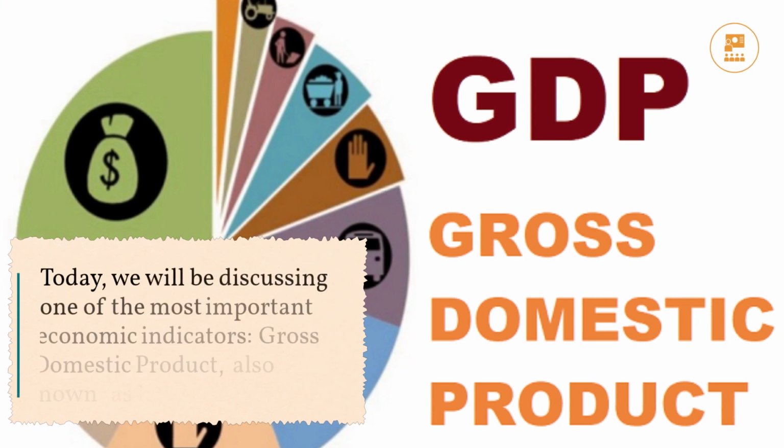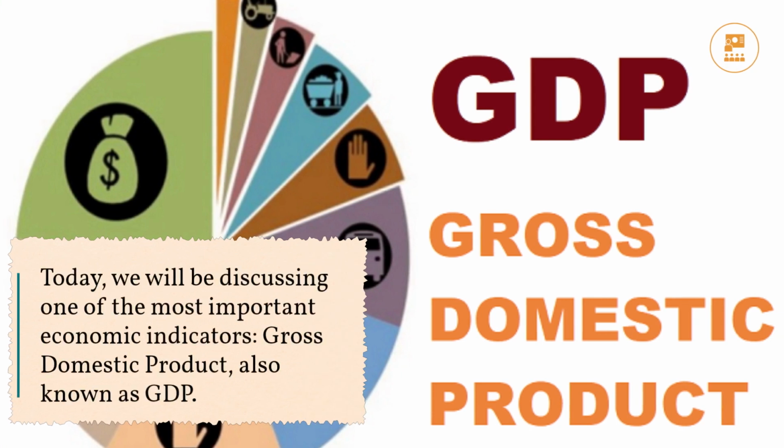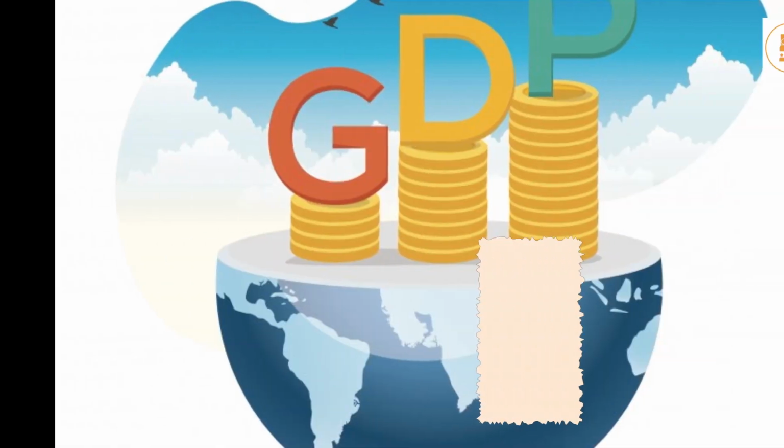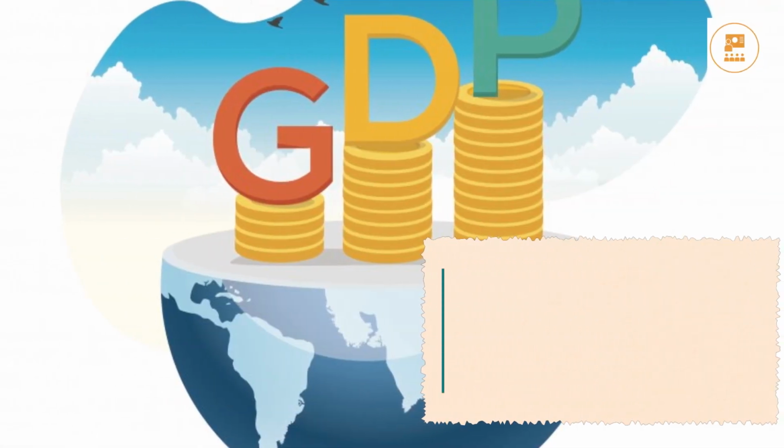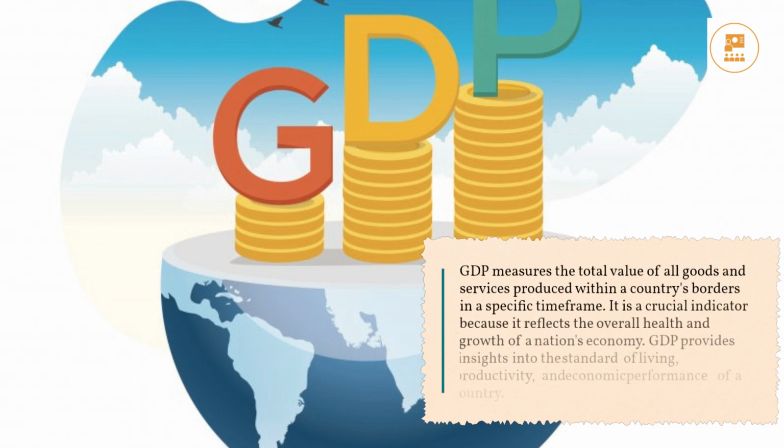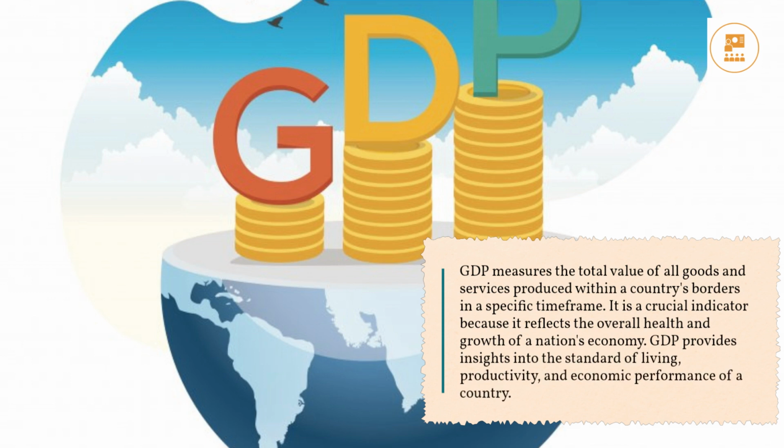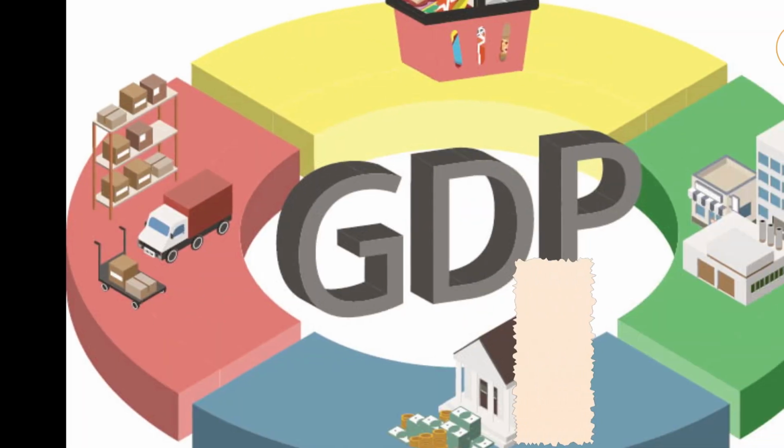Today, we will be discussing one of the most important economic indicators: gross domestic product, also known as GDP. GDP measures the total value of all goods and services produced within a country's borders in a specific timeframe. It is a crucial indicator because it reflects the overall health and growth of a nation's economy. GDP provides insights into the standard of living, productivity, and economic performance of a country.